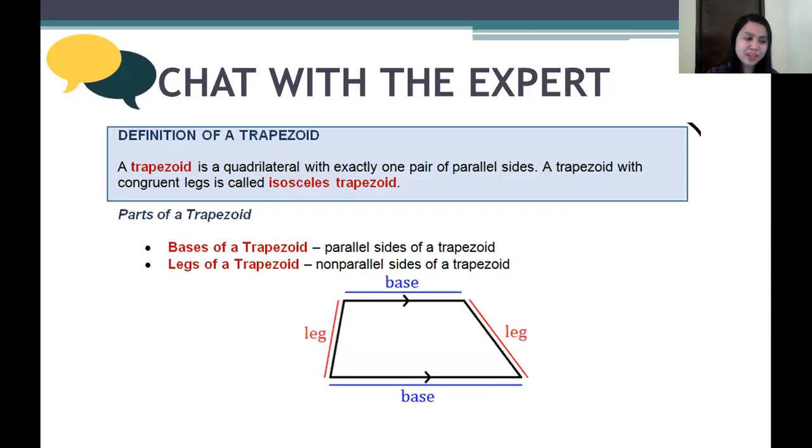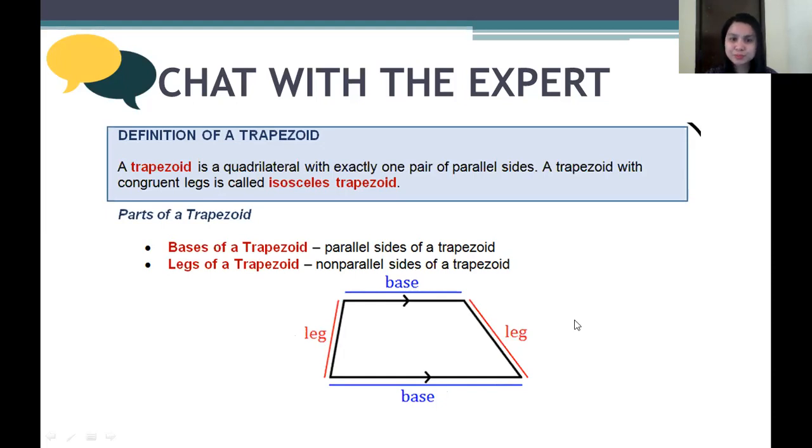Now let's start with our discussion. What is a trapezoid? As I mentioned earlier, a trapezoid only has one pair of parallel sides. These parallel sides are called bases. So we have base 1 and base 2, or you can interchange them. And the other pair is not parallel, or we say non-parallel sides. The non-parallel sides are called the legs.